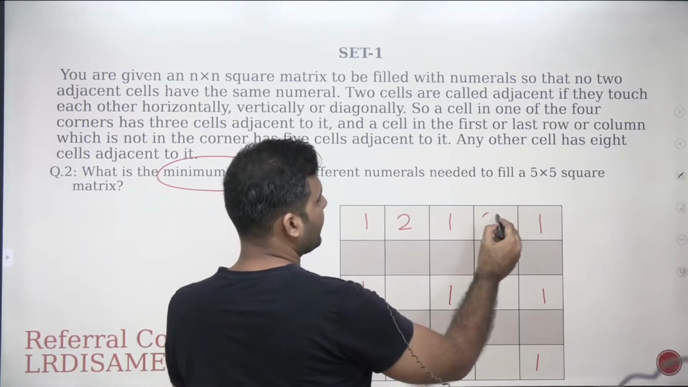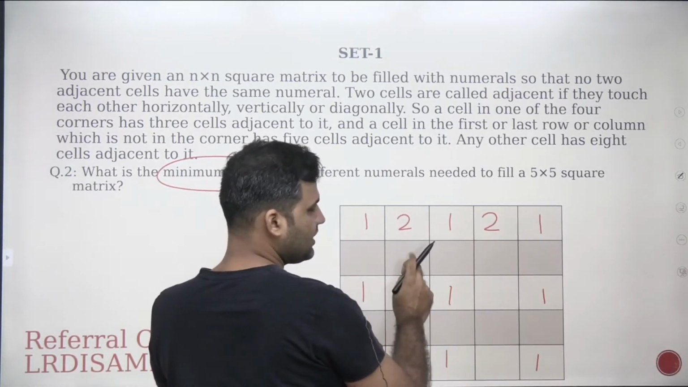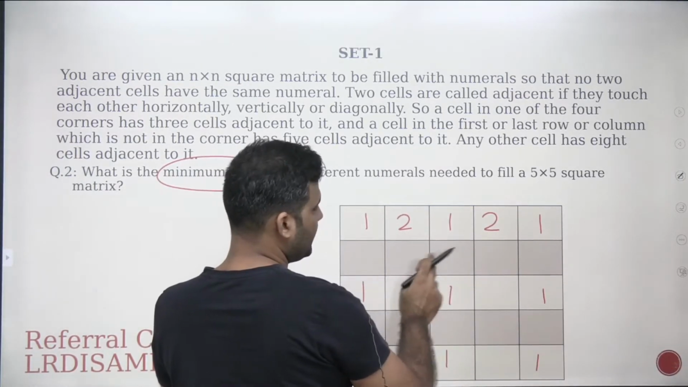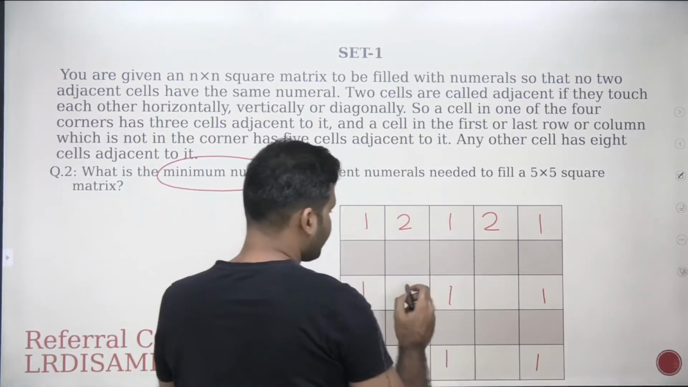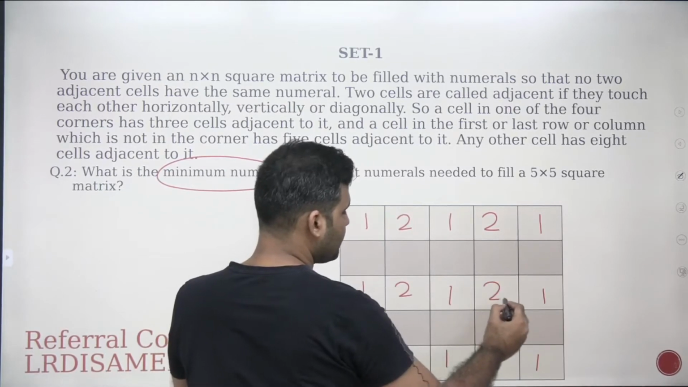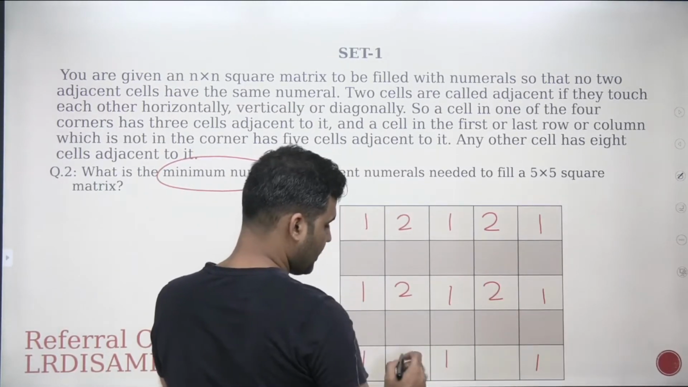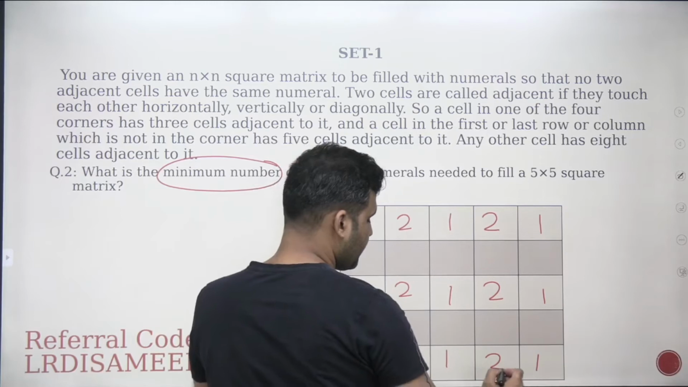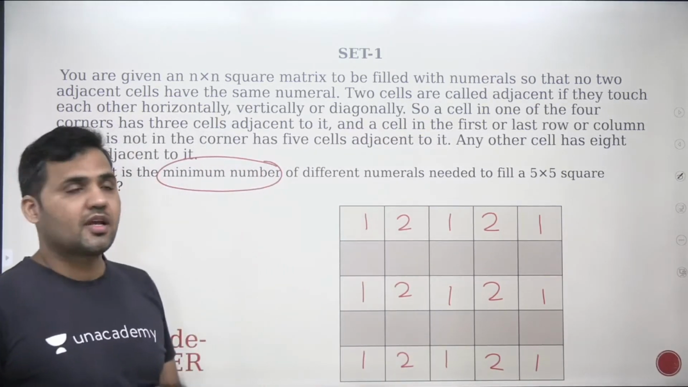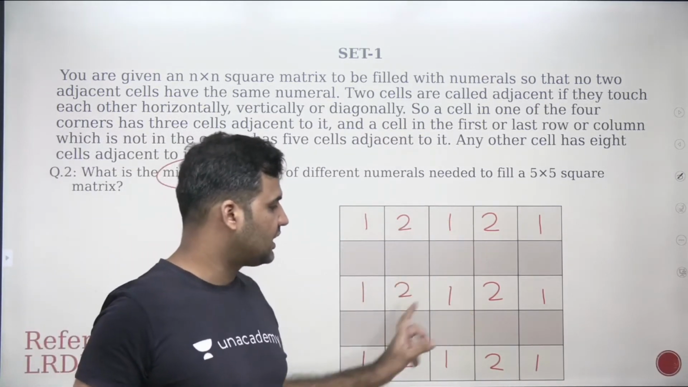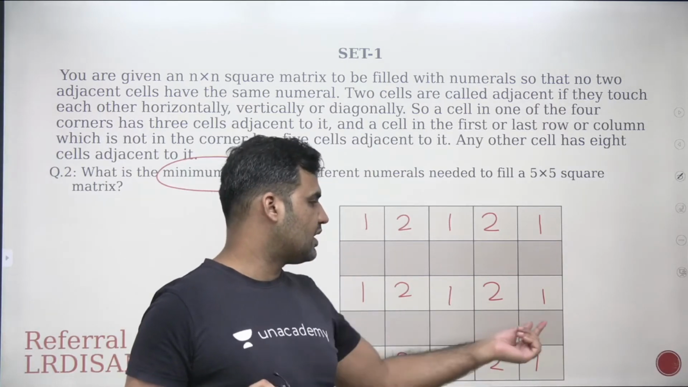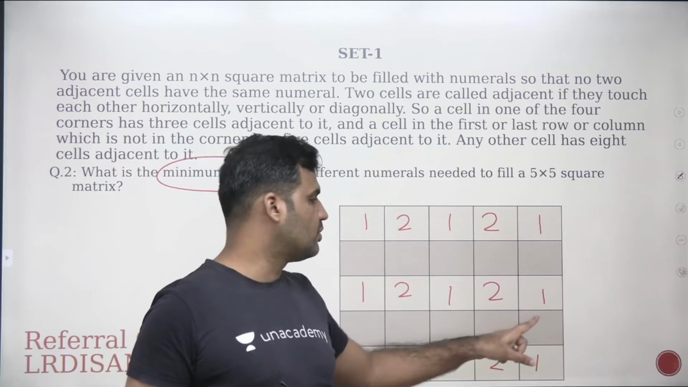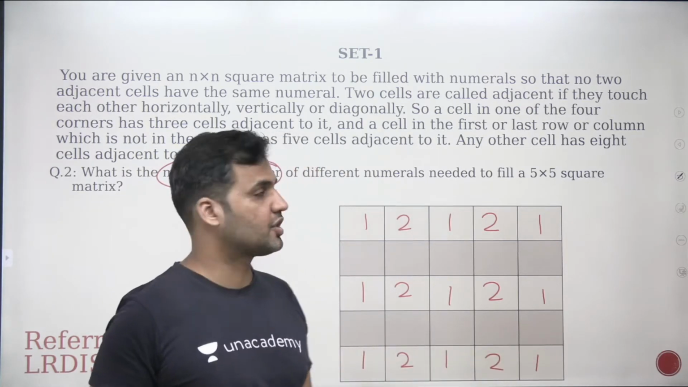I can use 2 here, I can use 2 here. Can I use 2 in these 2 cells? No, because all these 3 cells are adjacent to these 3. Can I use 2 here? No. So therefore let's use 2 here, let's use 2 here. Again 2 cannot be used here. Let's use 2 here, let's use 2 here. So 2 can be used in a maximum of 6 cells, right? There is no other place left to use 2. If you use it here, it will be adjacent to this, right? Two adjacent cells should not have the same digit, okay?